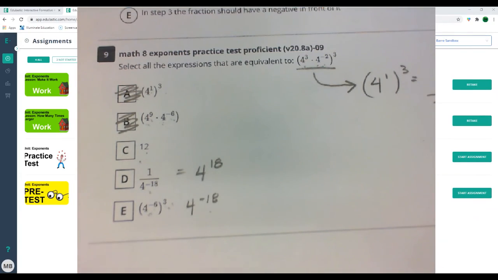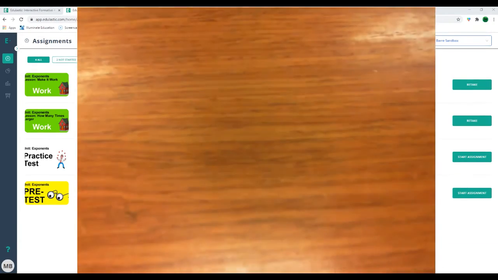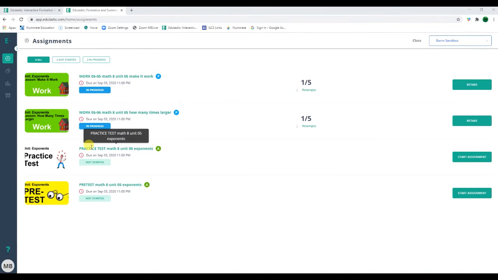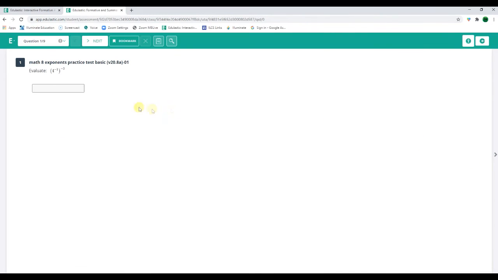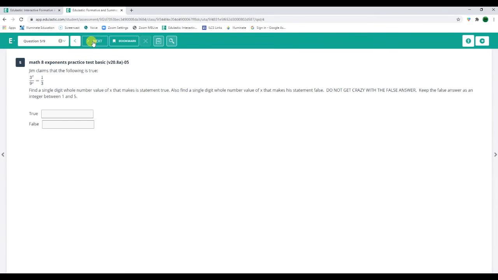All right, let's put these answers into Edulastic and see how I do. This was a practice test. There it is. First answer was 64. Next answer was 4. Next answer is 100. Next answer is 27. Next answer was 1, and not getting crazy, a 2.